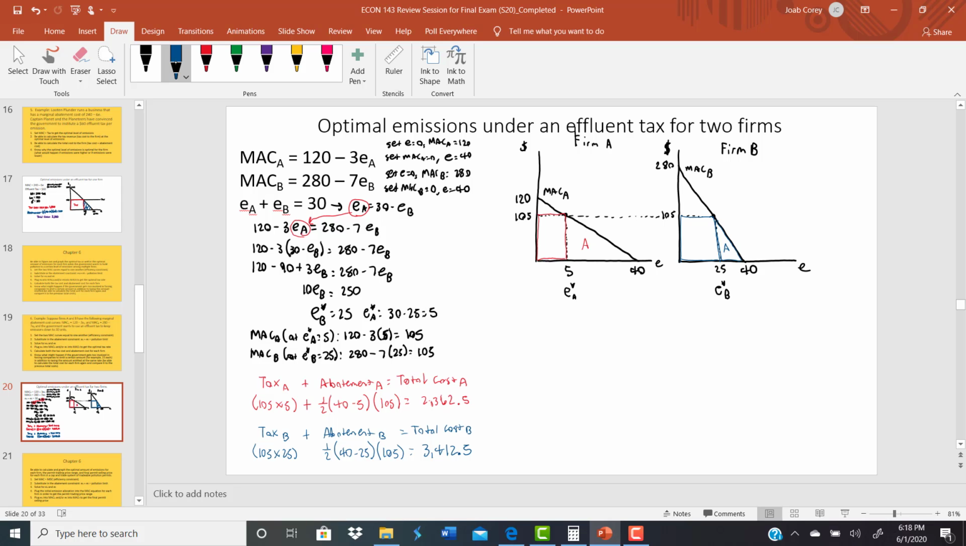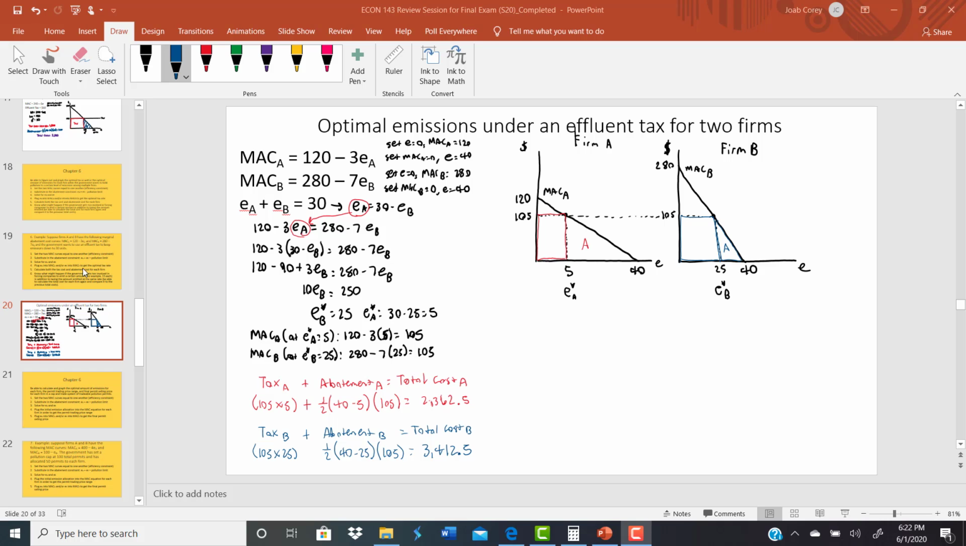All right, now what happens if the government gets heavy-handed in terms of how they want to employ this policy? Let's say they say that no matter what, each firm has to have a total of 15 emissions. So in other words, we want both firms to have 15 emissions, and then we're going to charge them that tax of $105 per emission at 15, right? So if that's going to be the case, then as you're going to see, this is going to create a less efficient situation for both firms.